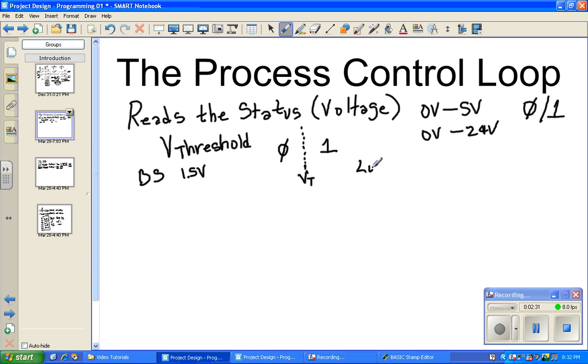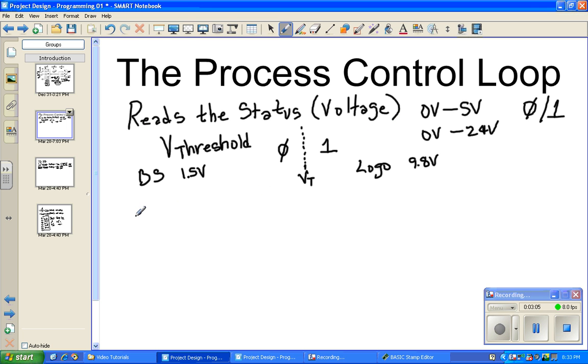For the LOGO, after doing some testing, I've discovered that its threshold voltage is approximately 9.8 volts. What this means is that if the voltage is between 0 and 9.8, the LOGO will interpret it as a 0. If it's between 9.8 and 24, the LOGO will interpret it as a 1. That's what we mean by reading the status of the voltage.